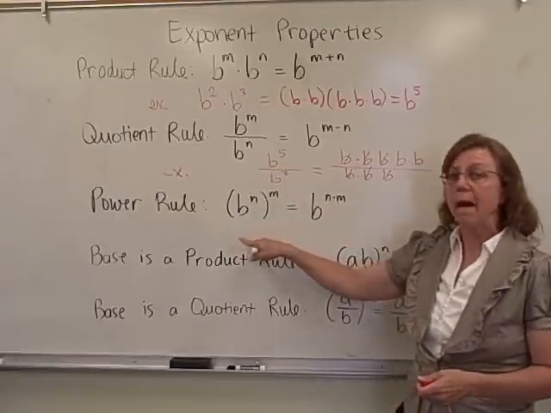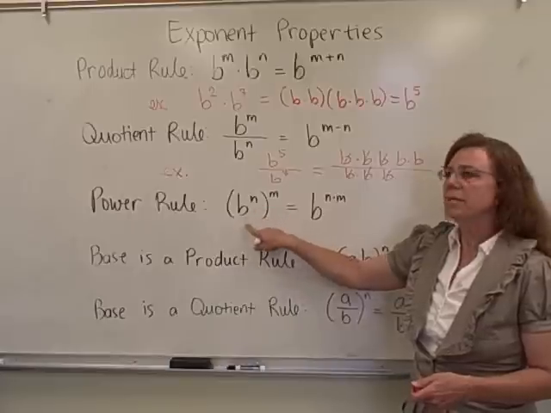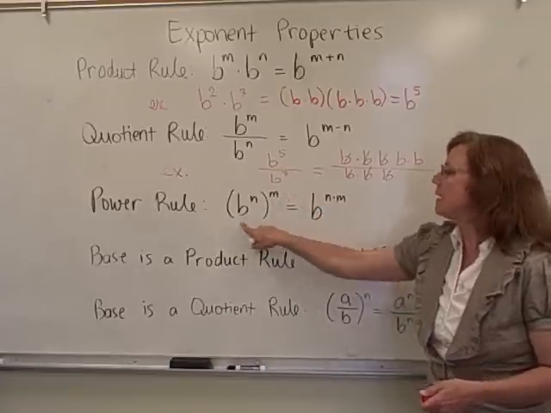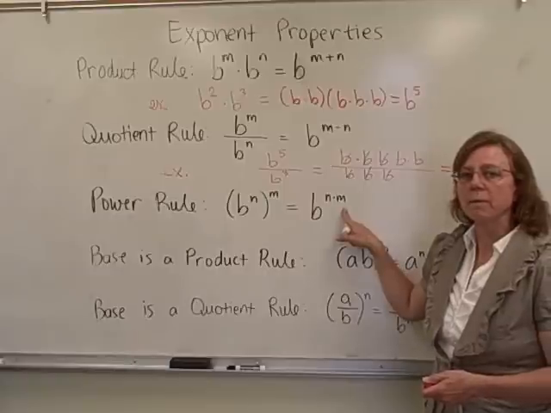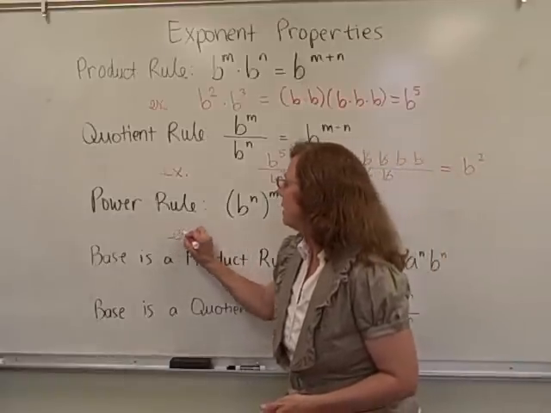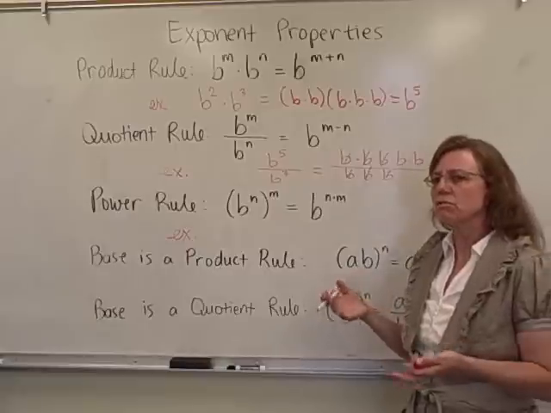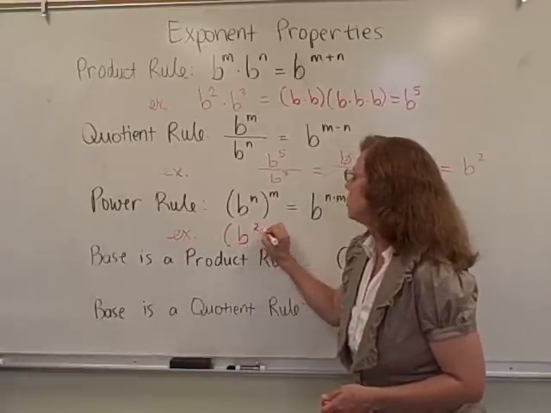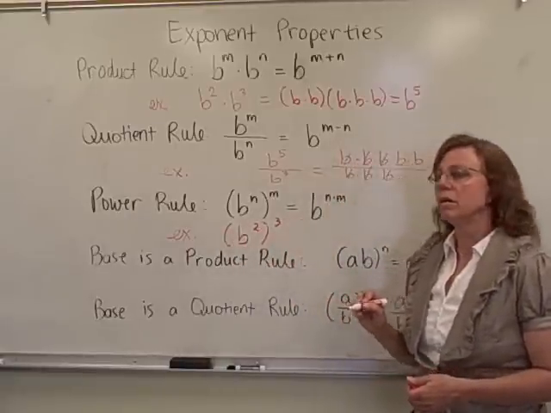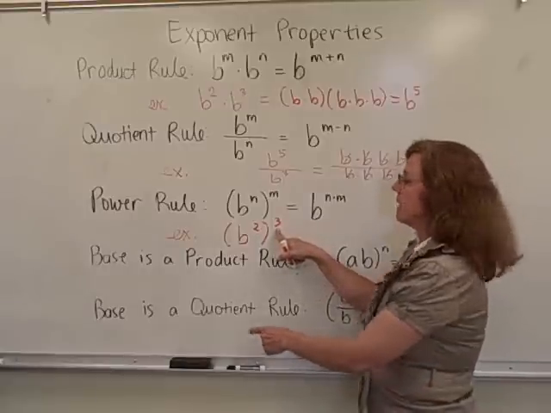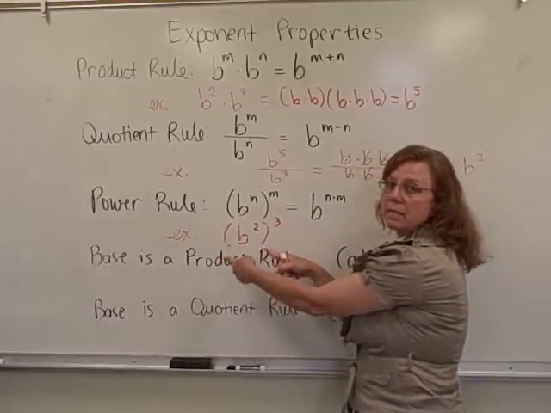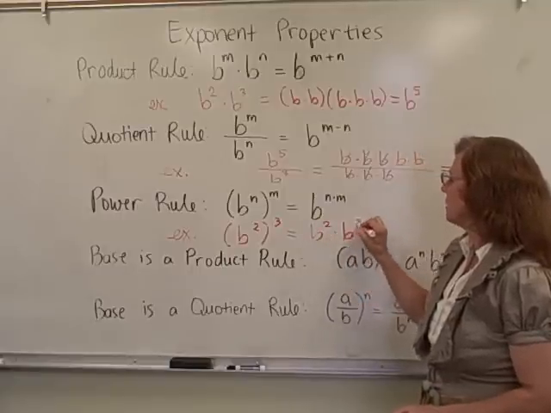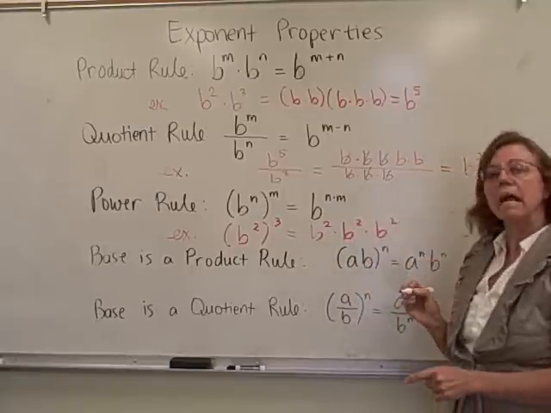The next rule is the power rule. If I have an exponential expression raised to another power, you keep that main base and you multiply the exponents together. Again, trying to see why that works, take some easy numbers. If I had b squared to the third power, the base is b squared because of the parentheses. So that would really mean b squared times b squared times b squared.